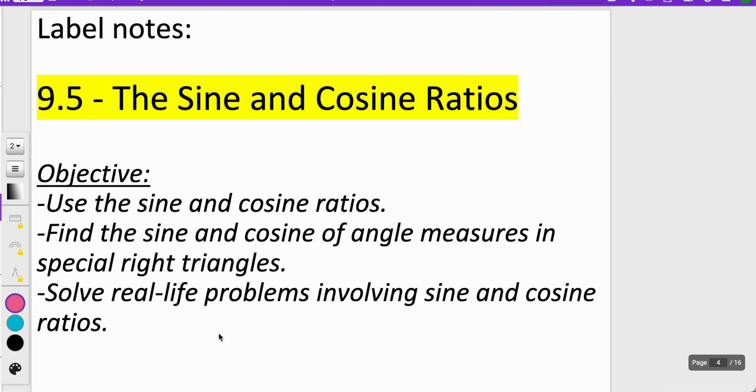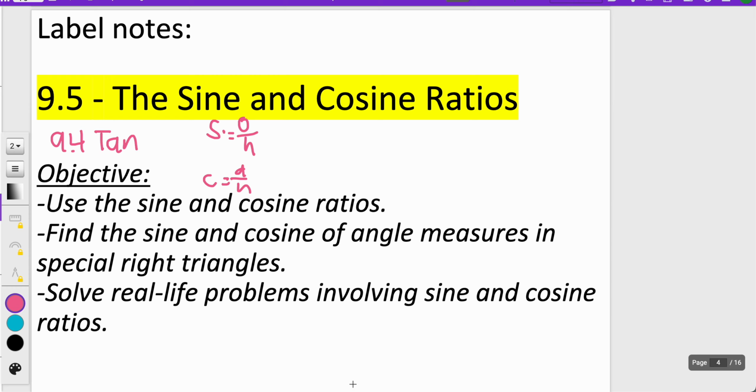Today we're going to be focusing on 9.5, our lesson on the sine and cosine ratios. If you didn't check out 9.4, I would recommend checking out that one too. That one was the tangent ratio. So today we're going to be talking about the "soh" and the "cah", if you were picking up on that. Opposite and hypotenuse, and adjacent and hypotenuse. So we'll be able to use those ratios.